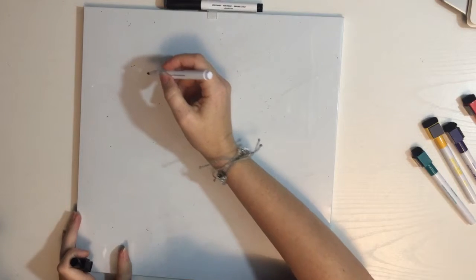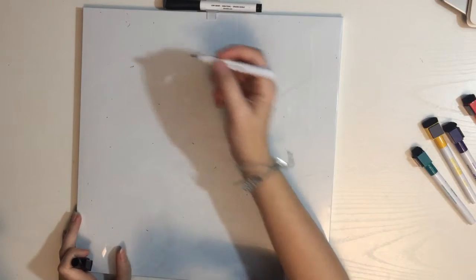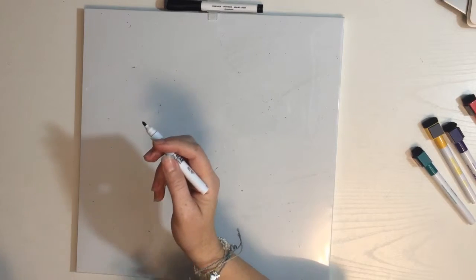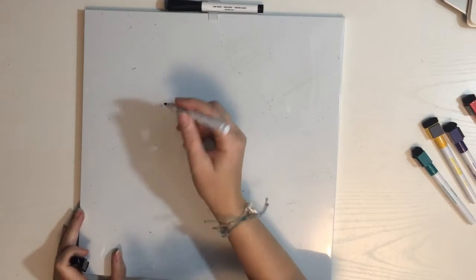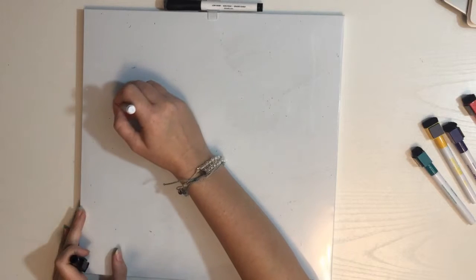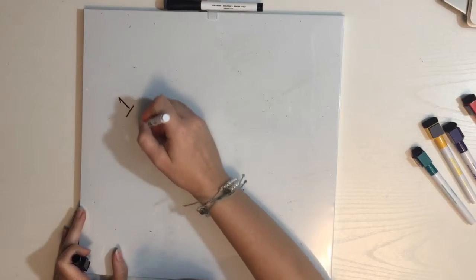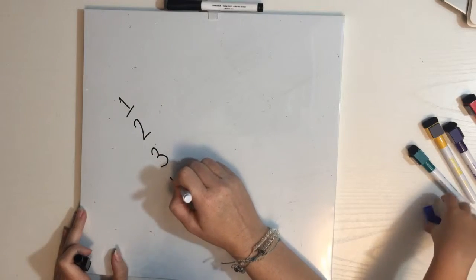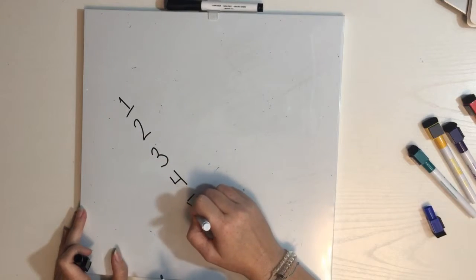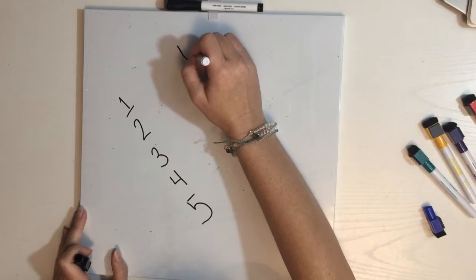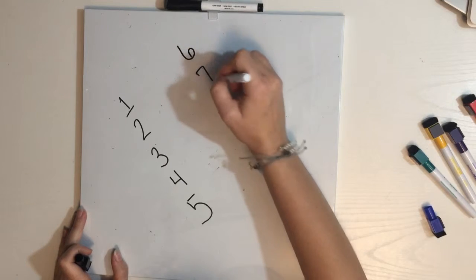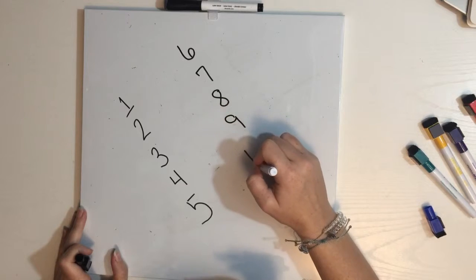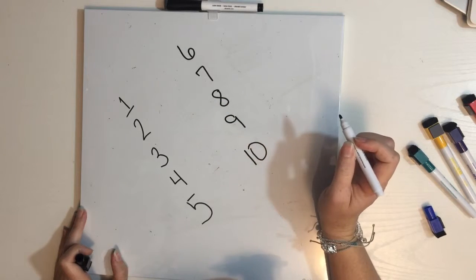So how about, let's do some easy things. Let's do our numbers first. Careful, because this is super hard. So let's do some numbers. We have 1, 2, 3, 4, 5, 6, 7, 8, 9, 10, right?